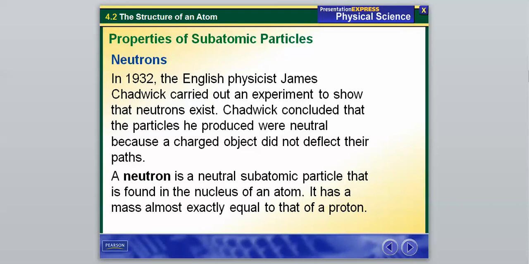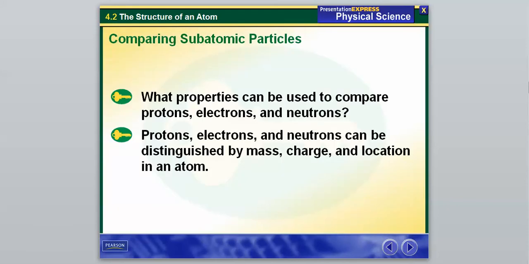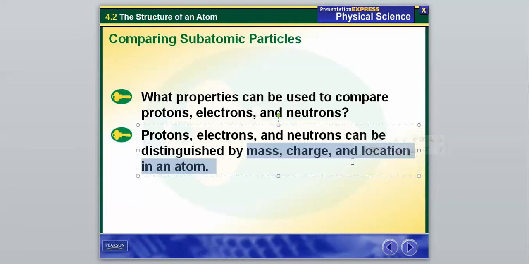And so to wrap this up, we're going to take a look at some of the properties that we can use to compare these three subatomic particles. The way we can tell them apart is there are three main ways. The first one is the mass, so basically how much weight they have, how much space they take up. Their charge, which we just talked about, positive or negative or neutral, and their location in the atom. So are they in the nucleus or are they in the space outside of the nucleus? That's how we're going to tell these particles apart.